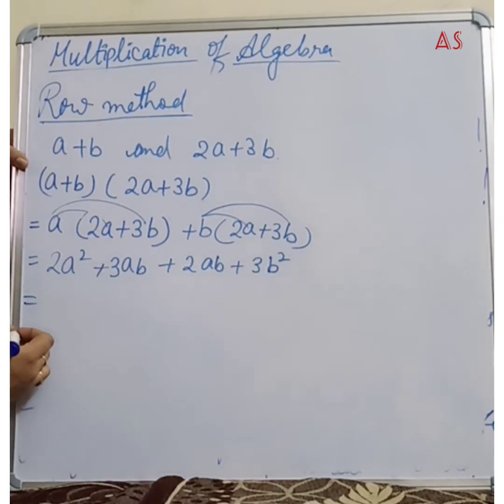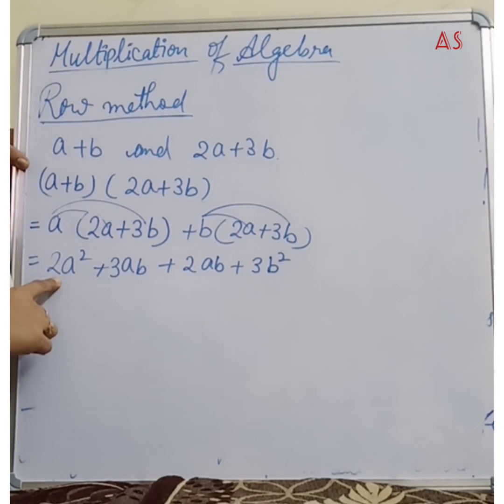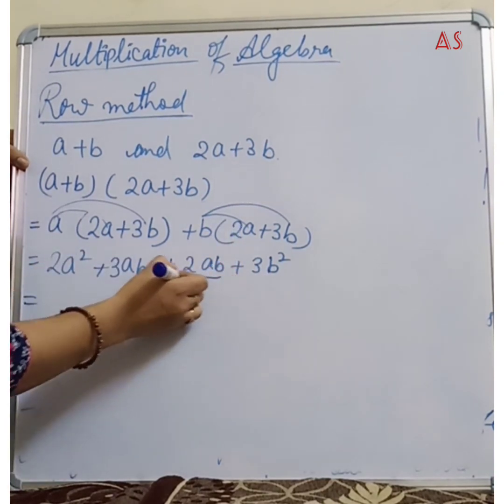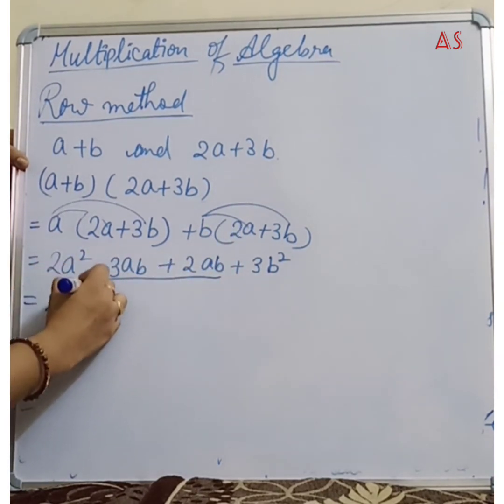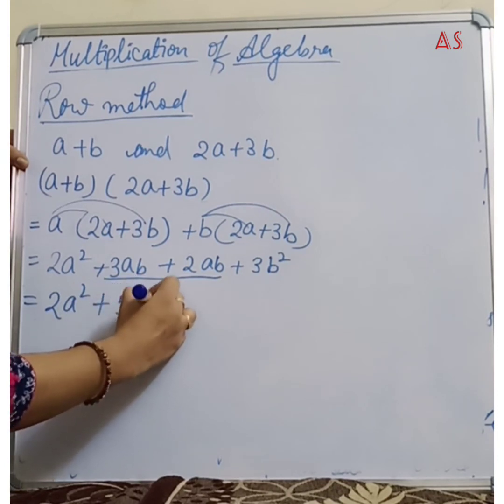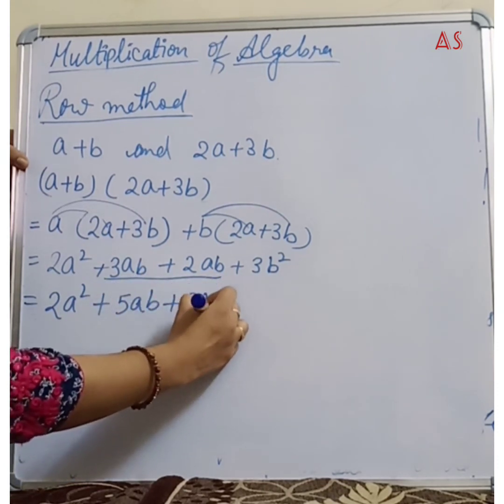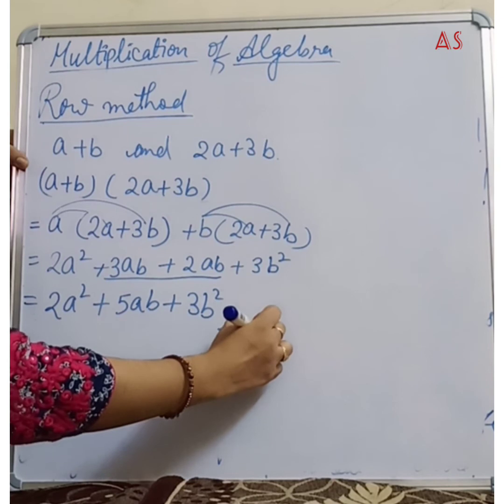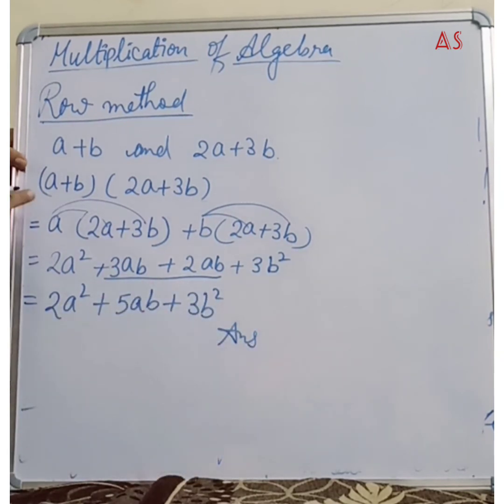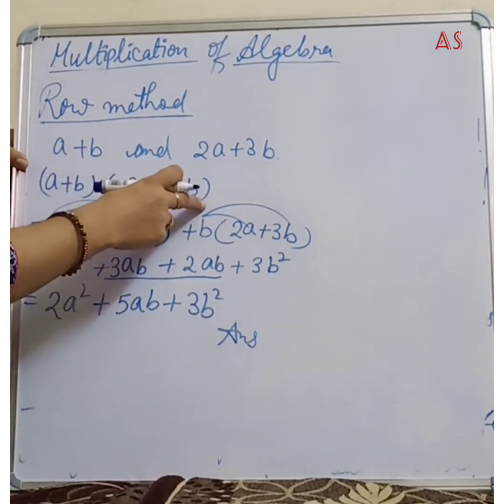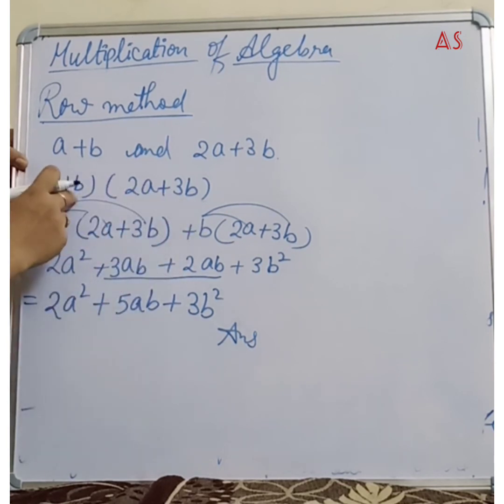Now like variables we will add. This is unlike variables, this is also unlike, but these both are like. Then 2a square plus 5ab plus 3b square. So this is our answer. This is called row method. Firstly first term with second part both, then second term with second part both, then step by step we will solve. So this way we solve row method.